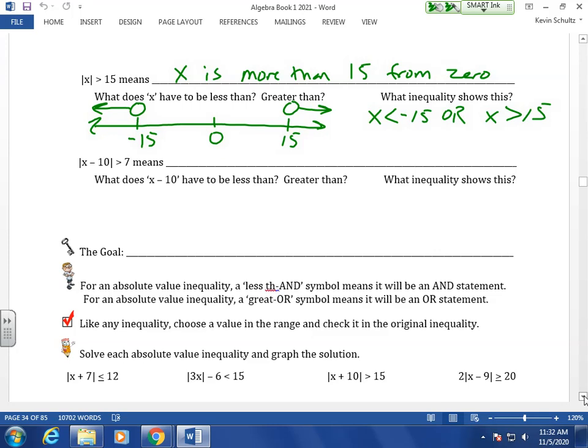The last one, the absolute value of x minus 10 is greater than 7. What does that mean?